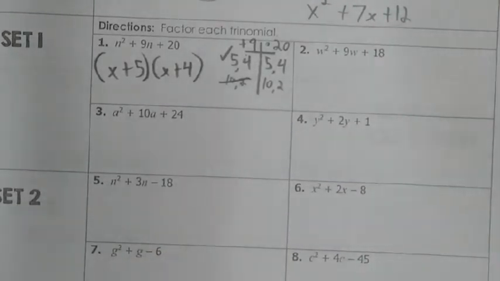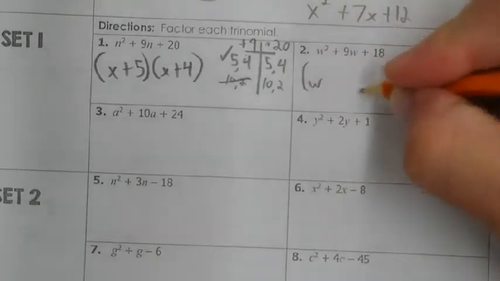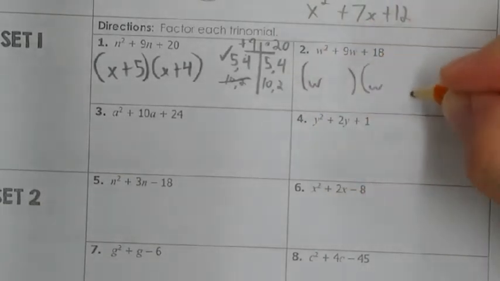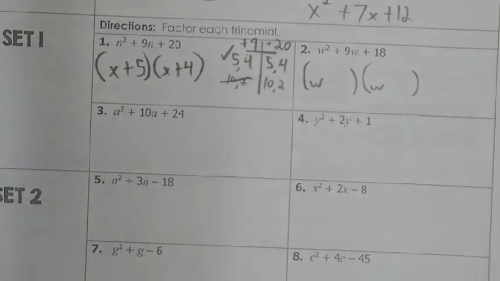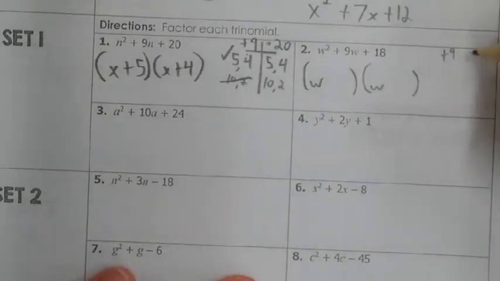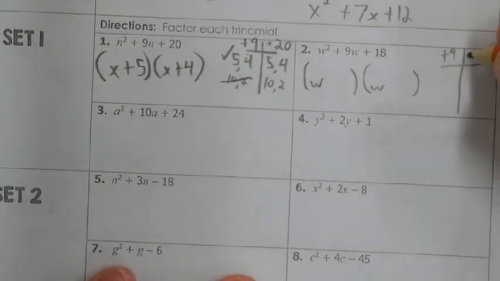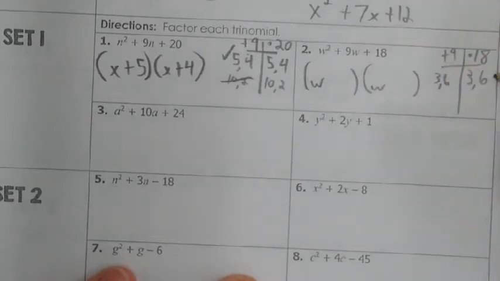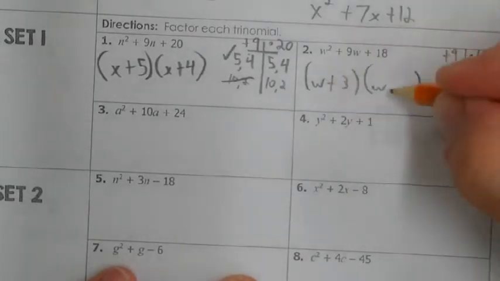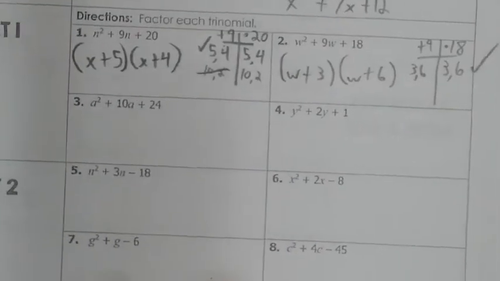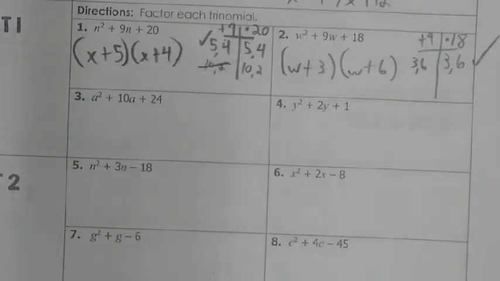So let's try number 2. What two numbers would multiply to equal 18? Here, I'm just going to go ahead and write it like this. 3 and 6. And what is 3 plus 6? 9. So that does work out. So we know it's just x plus 3 and x plus 6. Does that make sense? That's why I was telling you, if you're good at mental math, this is probably going to come very easy. If you're not, it's probably going to be a little bit of a struggle.